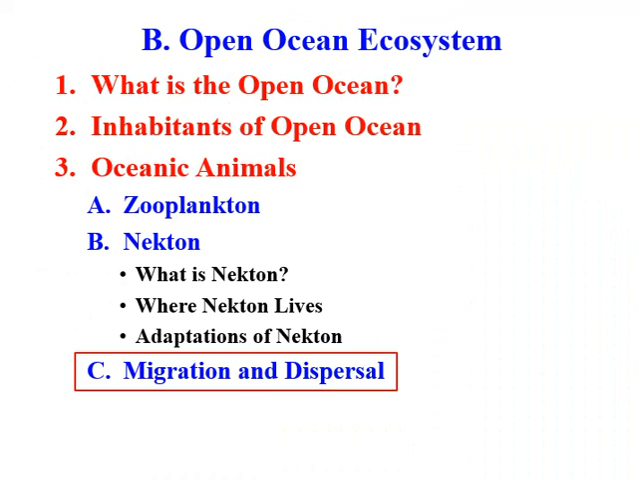Okay, so that takes us through this first part in terms of organisms you find out in the open ocean and our focus on nekton as opposed to zooplankton or phytoplankton. Now we're going to turn our attention to migration and dispersal. This is true of things in all these different ecosystems, whether you're talking about an estuary, coral reef, or any of these ecosystems that we've looked at to date, migration and dispersal is important. But it really fits into the oceanic ecosystems. And so that's where we're going to talk about this.